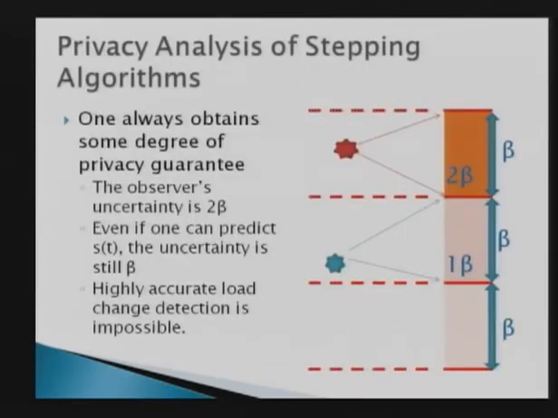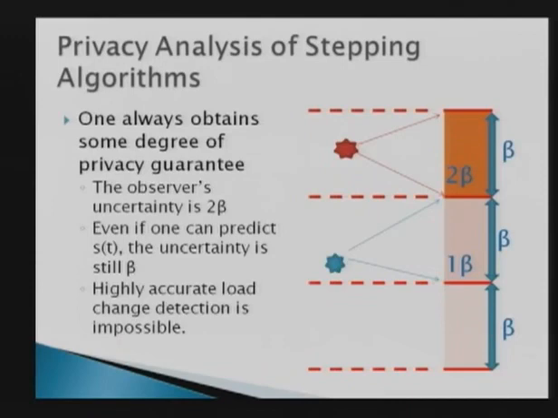So I will first give you some privacy analysis on the stepping algorithm. Here, I would argue that one can always obtain some degree of privacy guarantee. That is because the observer's uncertainty is always 2 beta. If we observe the external load to be 2 beta, we cannot determine whether it's from this red point or this blue point. So the uncertainty is 2 beta.